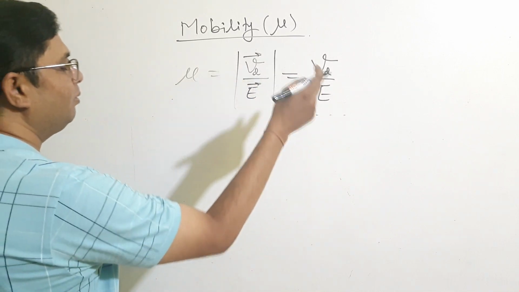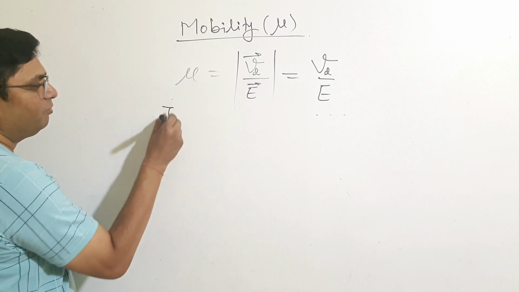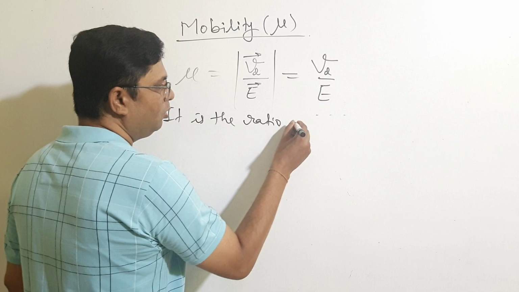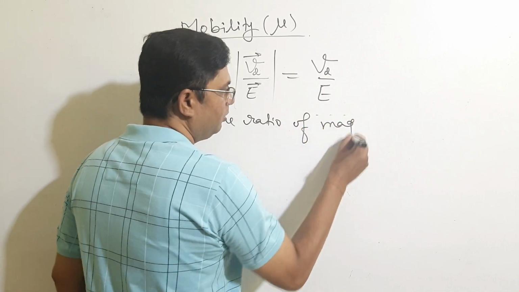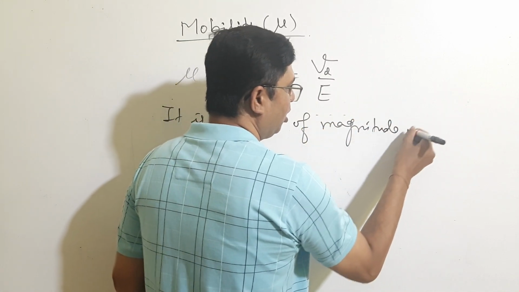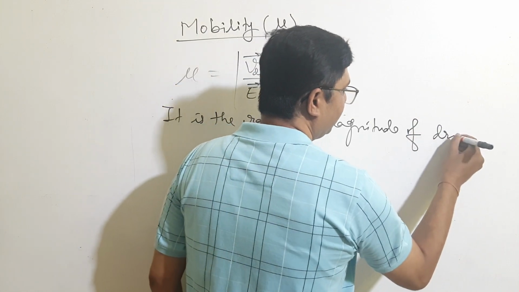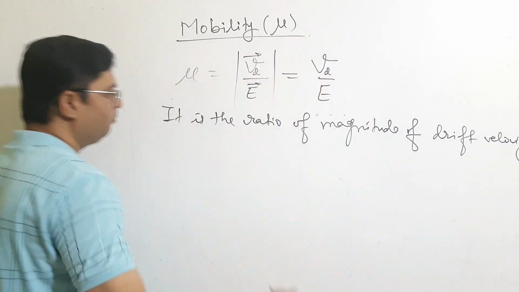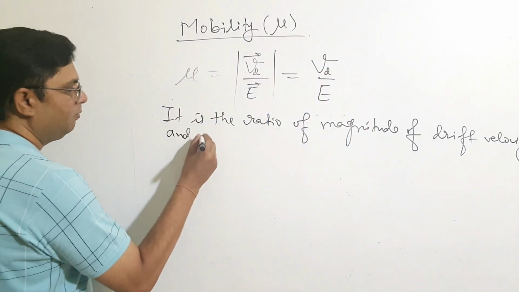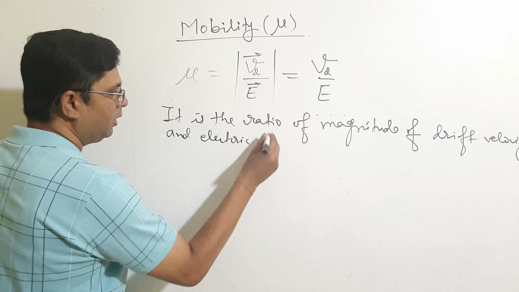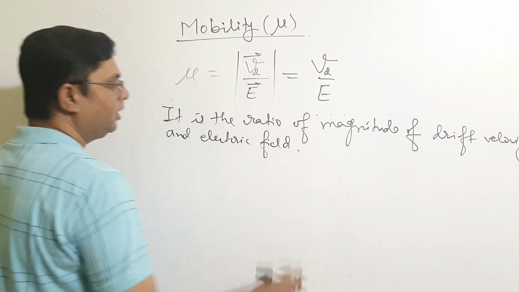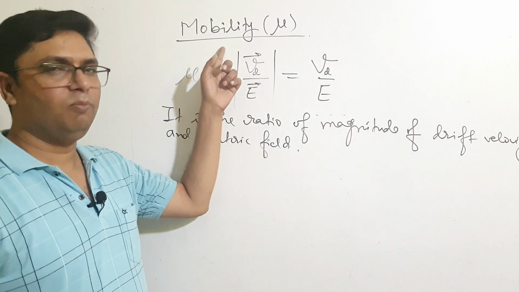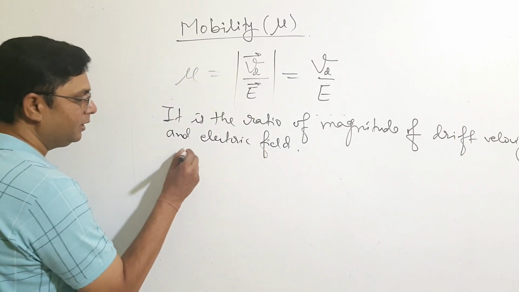So here you have seen that mobility is the ratio of the magnitude of drift velocity and electric field. The ratio of magnitude of drift velocity and electric field is said to be mobility. Let us see the SI unit.